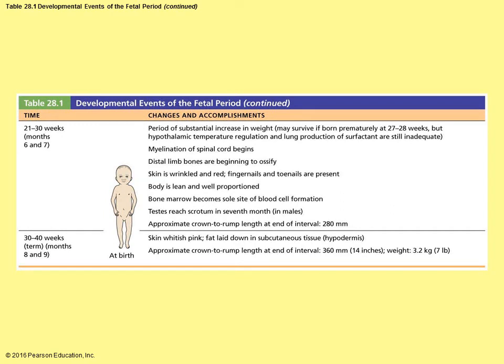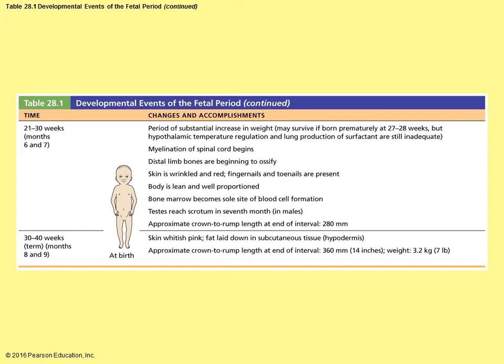Usually the mother now at this time has been able to feel movement. In months 6 and 7, there's a lot of increase in weight. Myelination of the spinal cord is beginning. The skin's kind of wrinkled and would be red. Toenails, fingernails are present. Bone marrow is making blood cells. In males, in the 7th month, this is when the testes should descend down into the scrotum area. If premature birth occurs at this point in time, the survival rates over the past several years have increased dramatically.